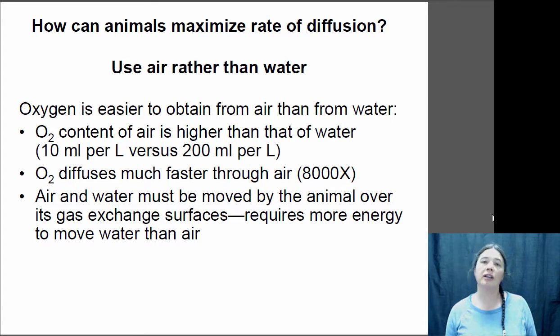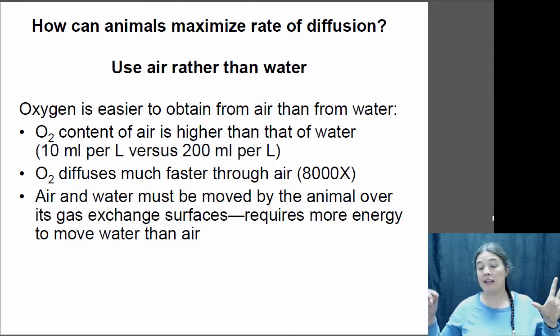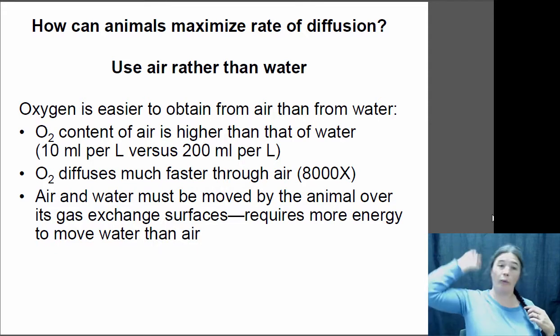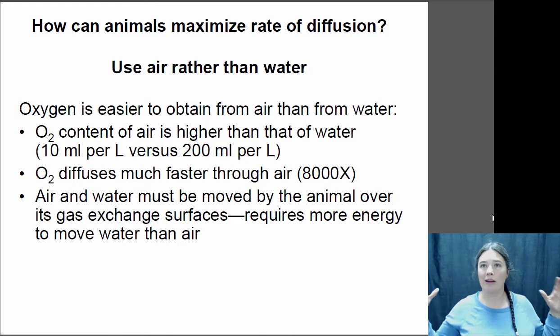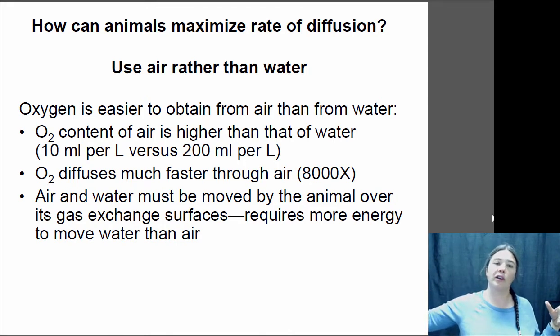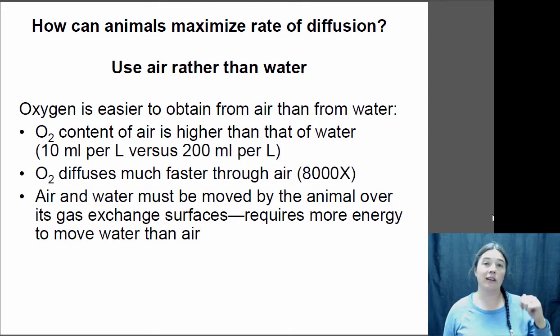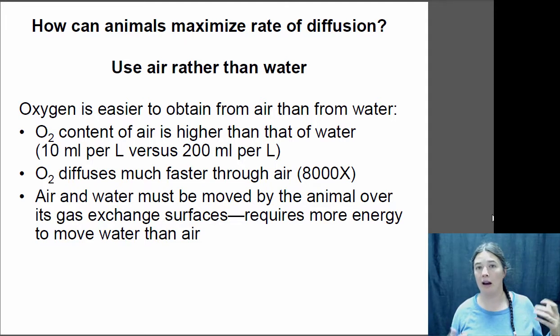In addition, diffusion happens much more rapidly in air than in water. So if you imagine something stinky in one corner of a room, it does not take very long for that stink to diffuse all the way to the other side of the room. Whereas if you imagine a tank of water and you drop some food coloring into one side, it's going to take a long time for that food coloring to diffuse all the way to the other side of the tank. In fact, it's going to take about 8,000 times longer than it does for that same distance to diffuse in the air. So things diffuse faster in air.